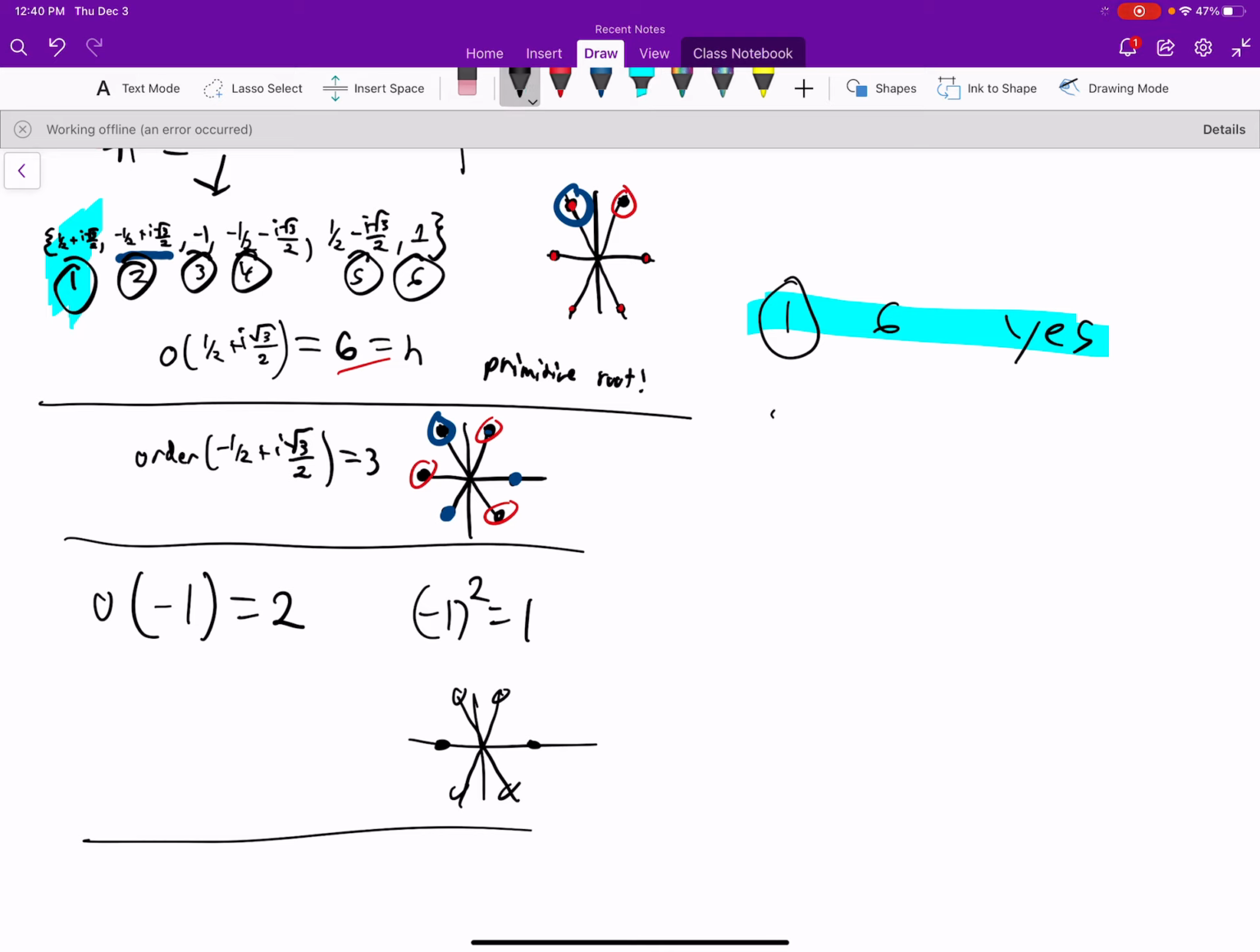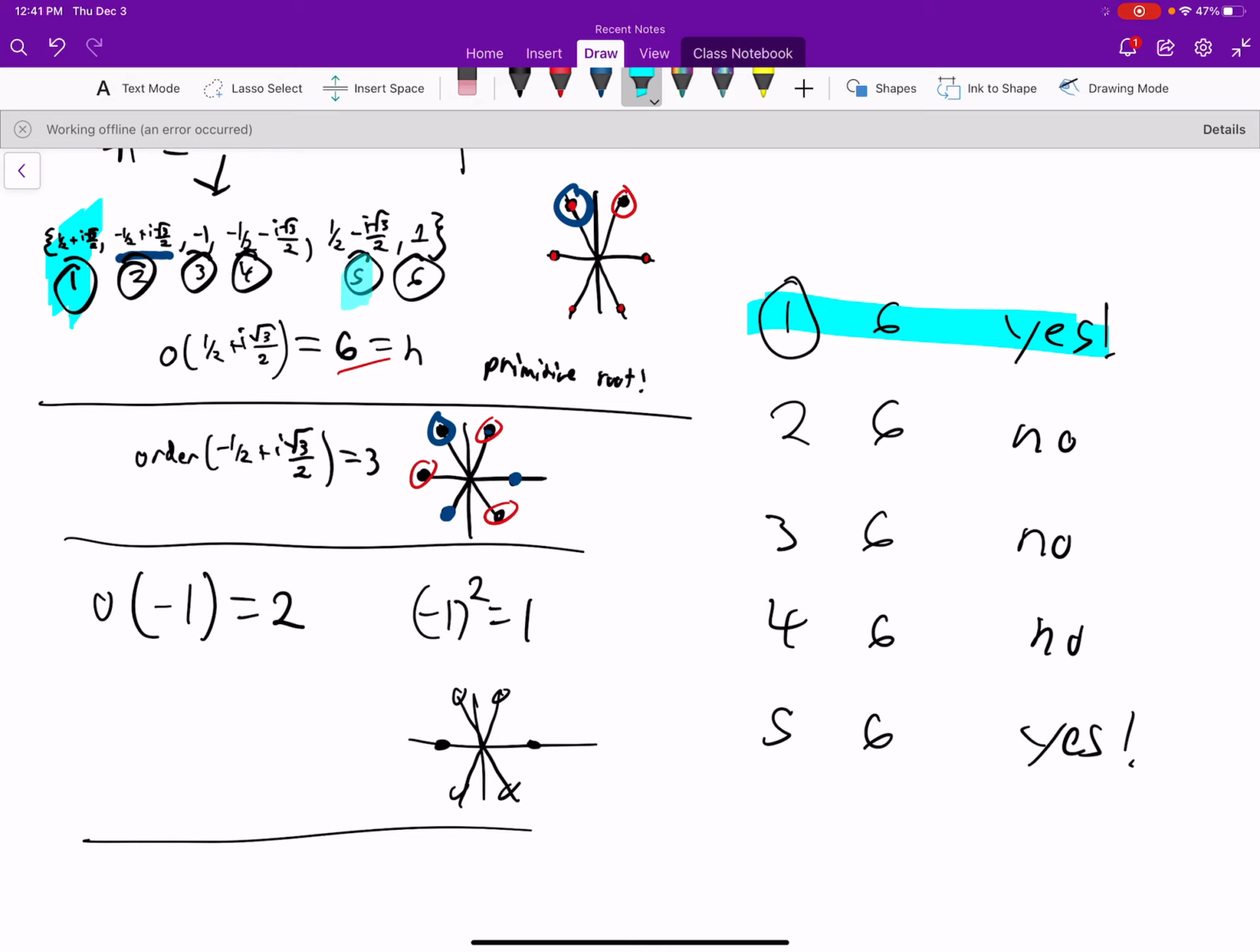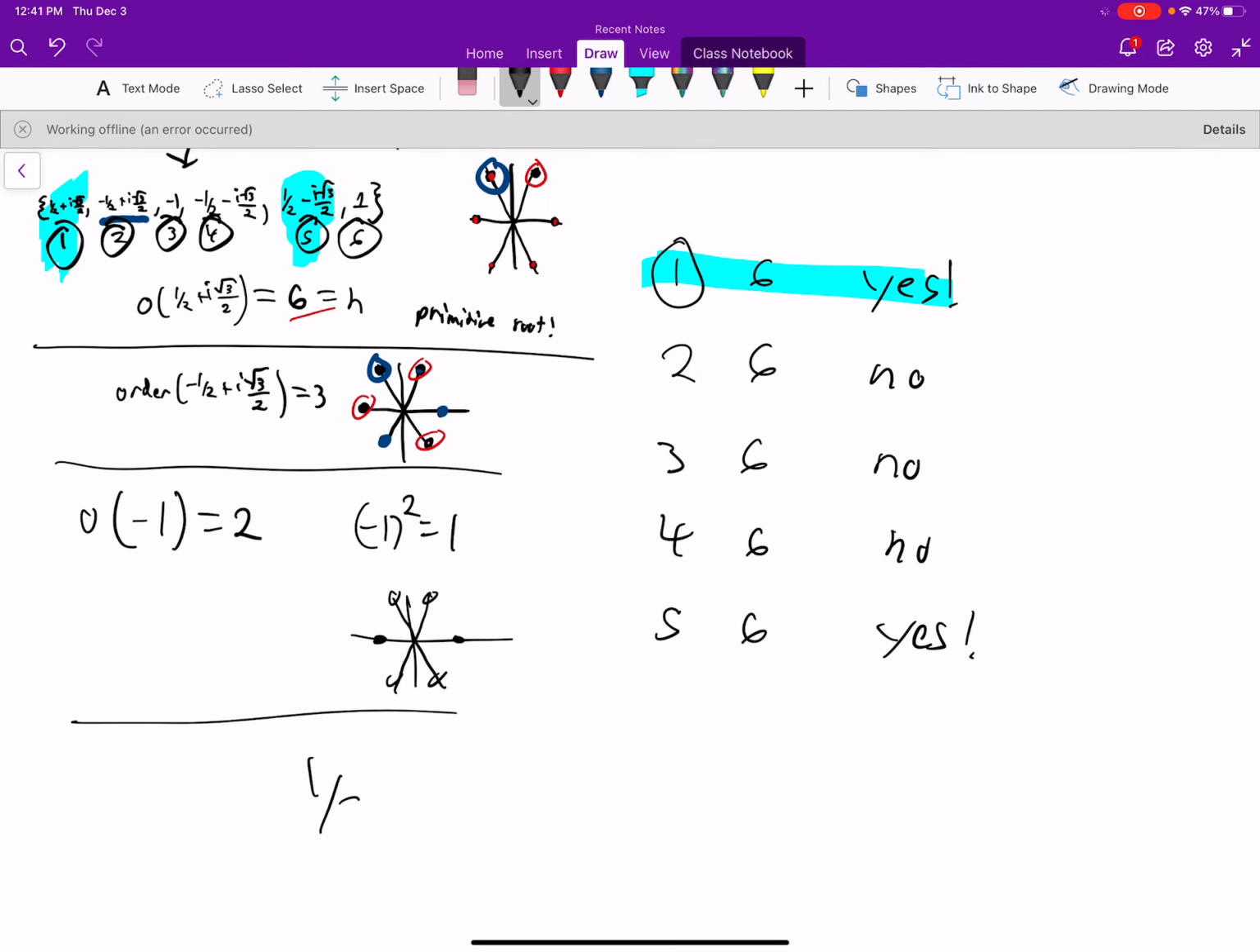All right. 2 and 6, no. So this is not a primitive root. 3 and 6, no. 4 and 6, no. 5 and 6, yes. So 5 is relatively prime, so that is a primitive root. And so there you go. The primitive roots are the one we just highlighted, which is 1/2 plus i root 3 over 2, and 1/2 minus i root 3 over 2.